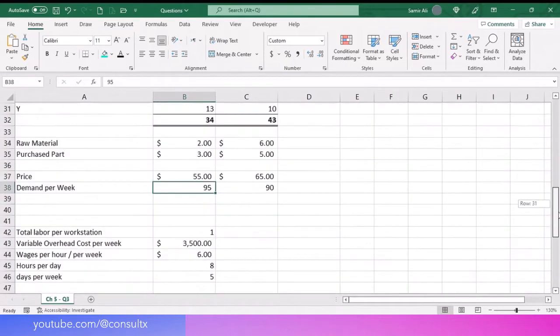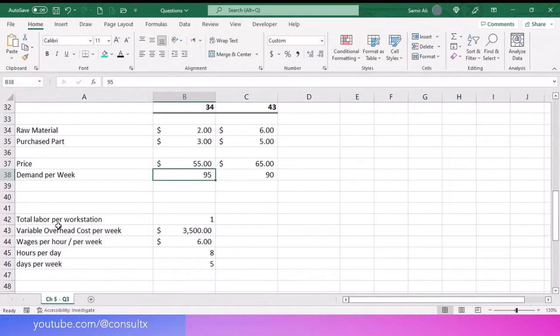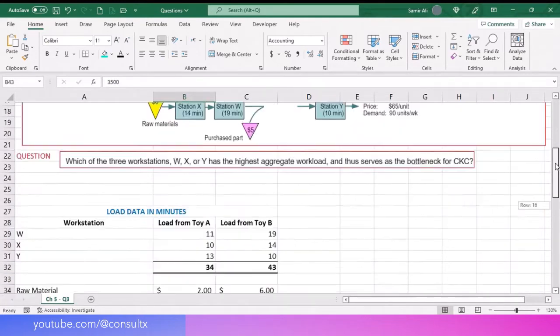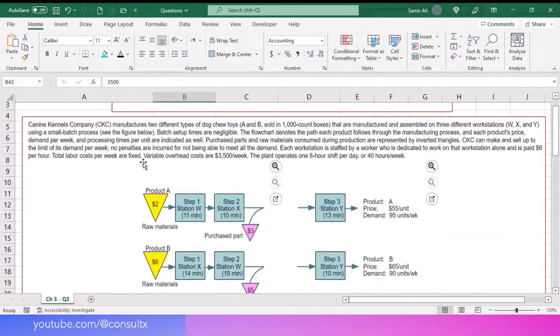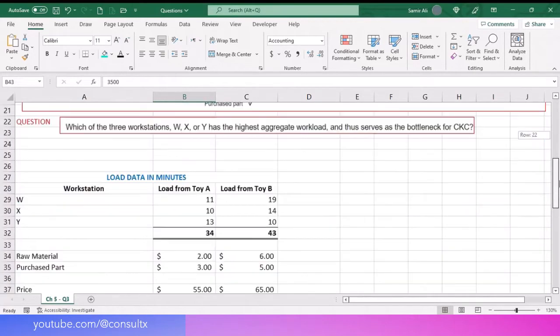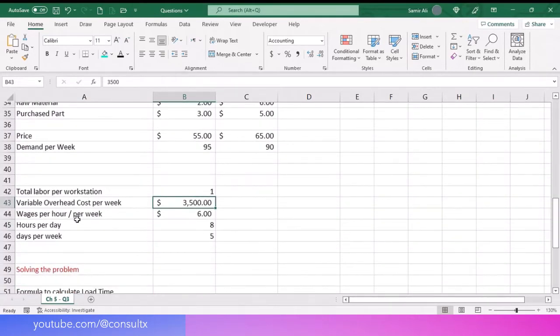The next thing I put in is the total labor per workstation. That's one person per workstation. Other information we had was the variable overhead cost per week of $3,500, which we got from our question. Over here, the variable overhead costs are $3,500 per week. Wages per hour, $6, hours per day, 8, and days per week, 5.